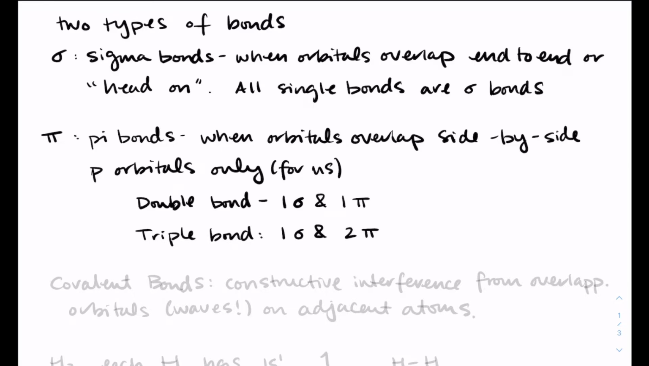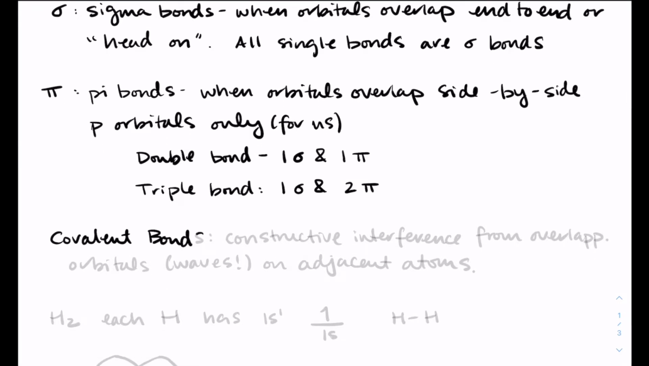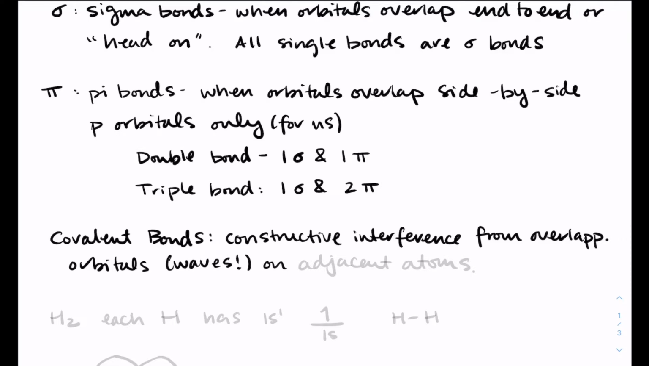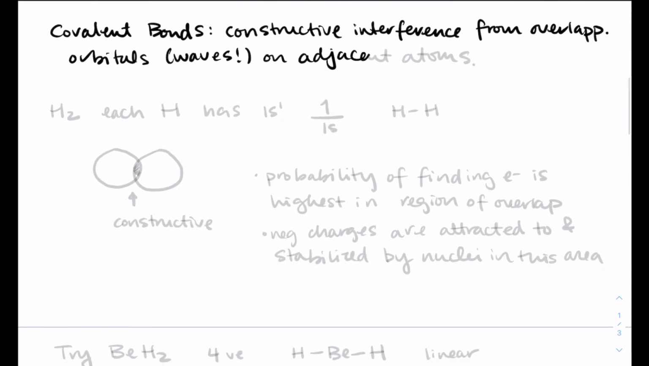All right, we're doing covalent bonds. So just a recap reminder piece of information. This is constructive interference from the overlap of orbitals, which are waves, on adjacent atoms. So if we looked at H2, start with a super simple example, each hydrogen has one electron in the 1s orbital.